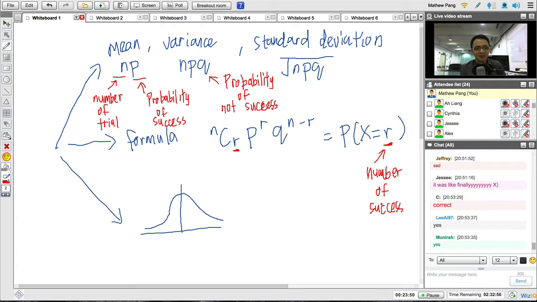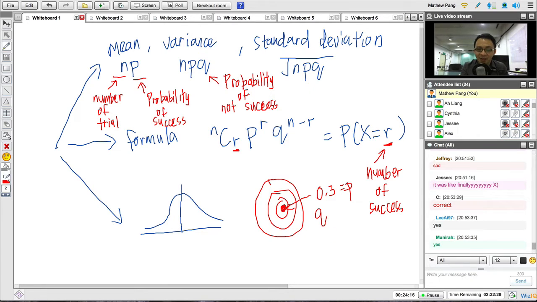Just use the example just now. I play archery. If I play archery, I want to hit what they call the bull's-eye, meaning I want to hit the red dot here. The probability that I will hit the red dot is maybe 0.3. So this one is considered p. Of course, the probability I will not hit the red dot here is 0.7.